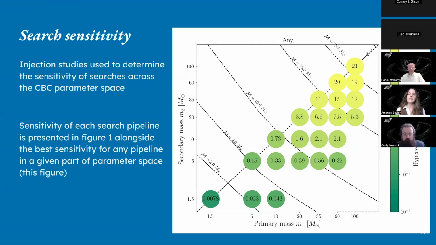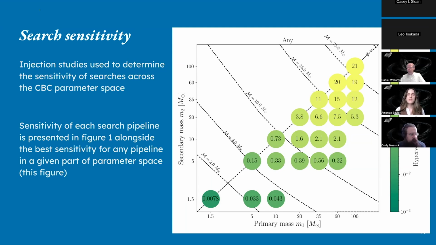And injections are just simulated signals, which we add to the O4a data, and then we analyze them to see how many we recover. We take the fraction of the injections recovered and compute the volume time sensitivity, which is that quantity VT shown on the right side of the plot. We do this by multiplying the astrophysical co-moving volume V, in which the sources were injected, with the fraction of recovered injections. And then we multiply that by the duration of the search, or this T, to get the space-time volume sensitivity.